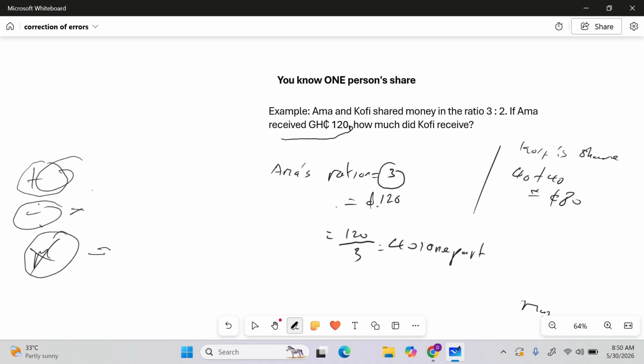80 Ghana cedis. Or you go by 2 times 40 cedis is going to give us what? That is 80 Ghana cedis. And this is how we are going to solve the question. I hope it's very simple, right? If you are confused, you can go back and watch the video again. You're going to understand everything.